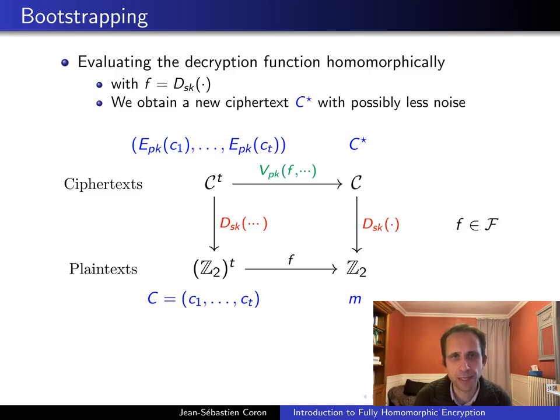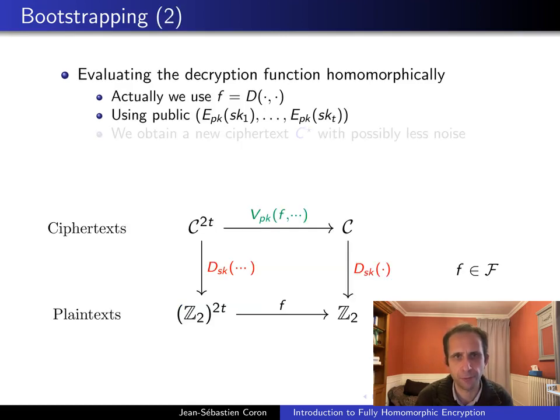But now, if we perform the same with ciphertexts, we start from the encryption of every ciphertext bit, so the encryptions of the c_i on the upper left. Then, when we apply this circuit homomorphically, when we evaluate the function f homomorphically, we obtain a new ciphertext C star, which has possibly less noise, because the noise in the new ciphertext only depends on the depth of the function f, on the degree of the function f.